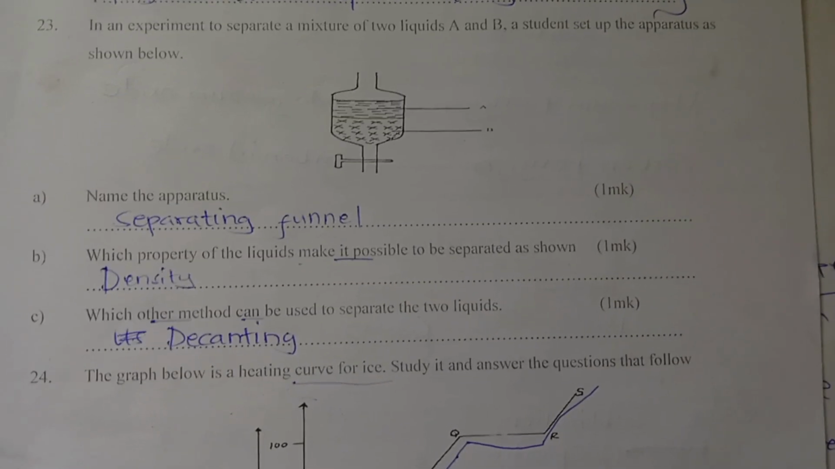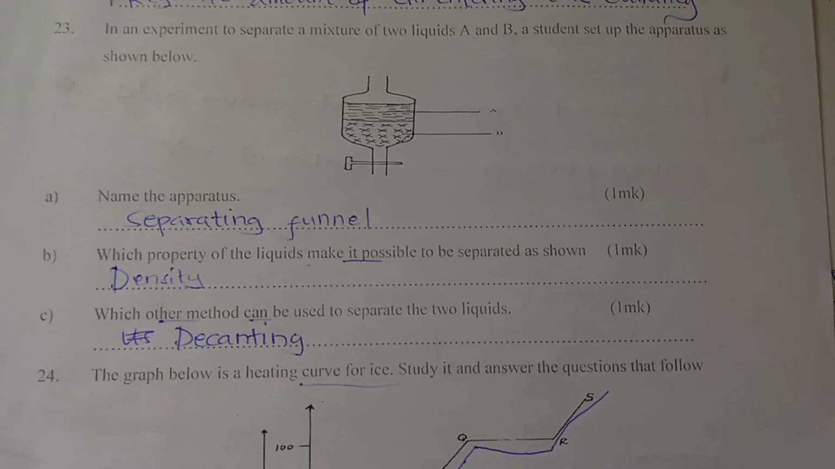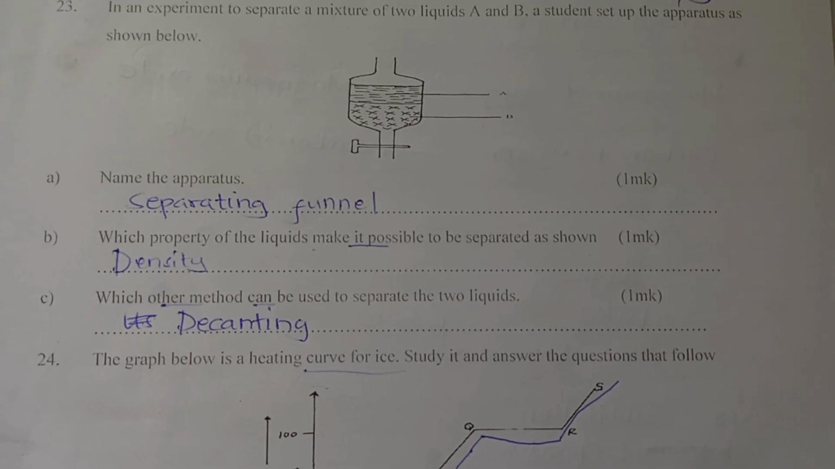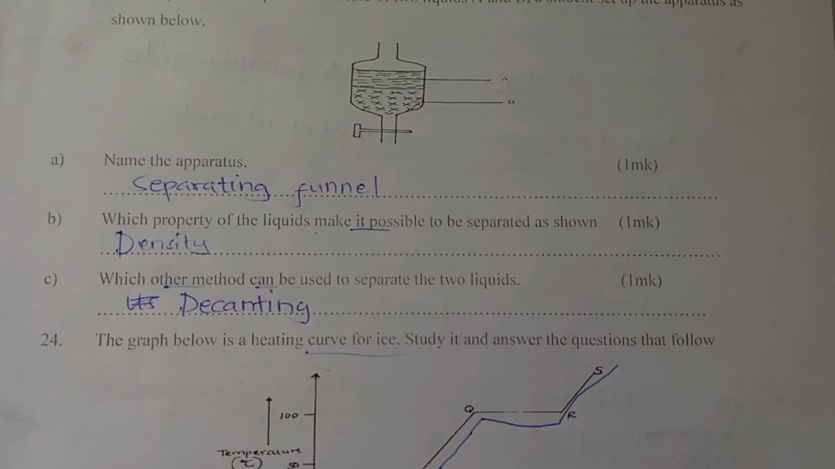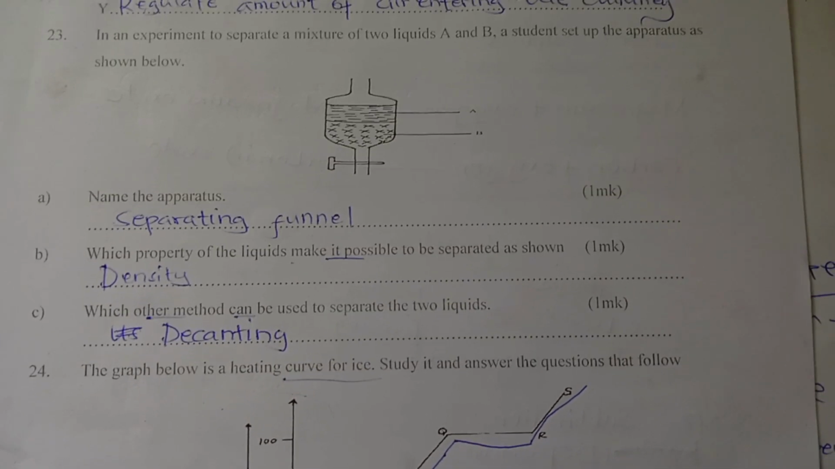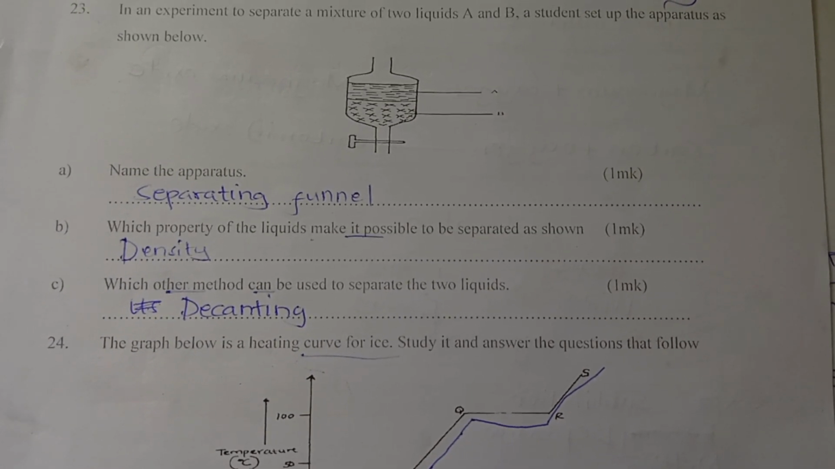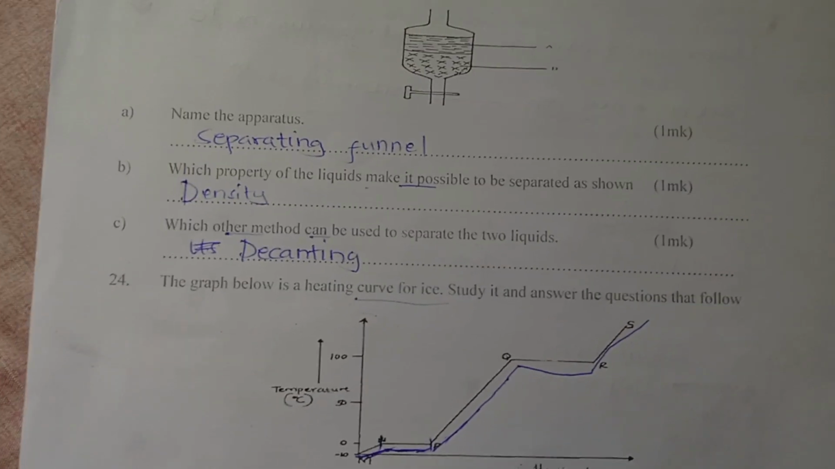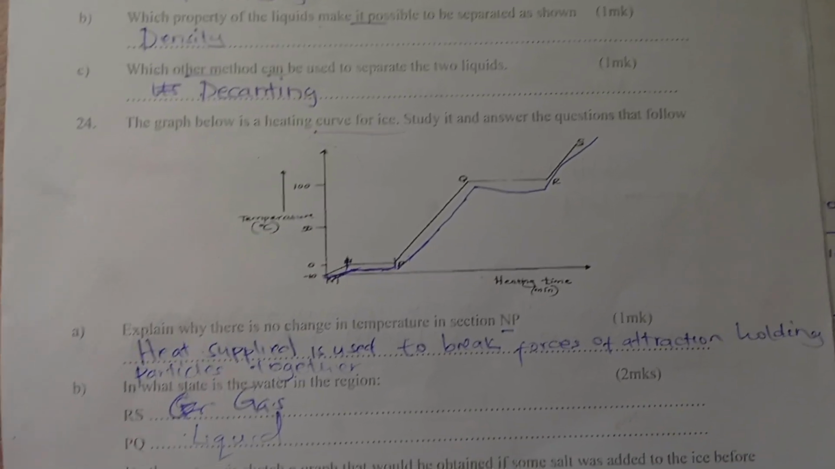In an experiment to separate a mixture of 2 liquids A and B, the students set up the apparatus as shown. Name the apparatus. That's a separating funnel. The property that makes it possible to be separated, that's density. One of the liquids is denser than the other. Liquid B here, it's denser than liquid A. Which other method can be used to separate the 2 liquids? You can use decanting or also use of a dropper. But the other methods are not as accurate as use of a separating funnel.